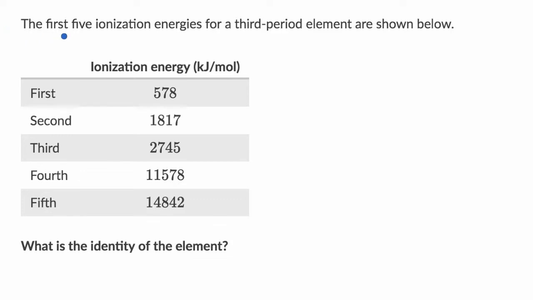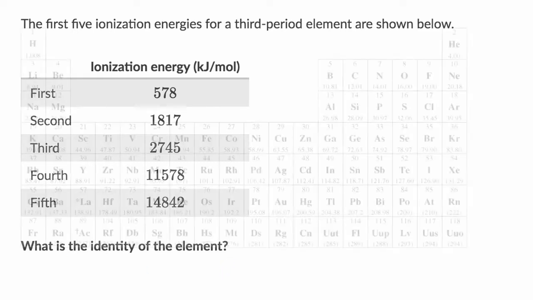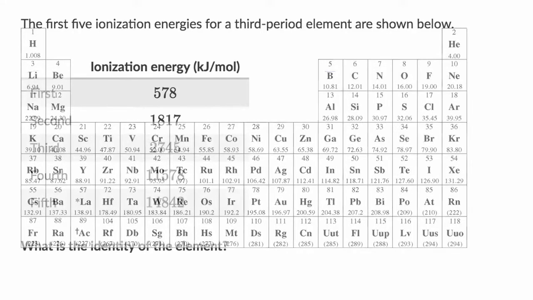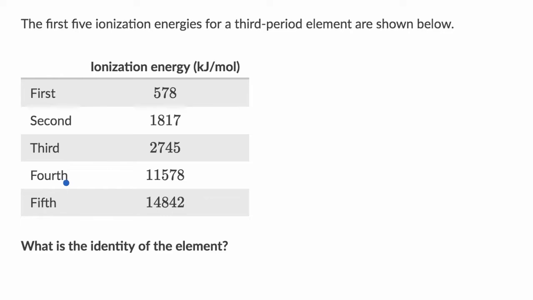We are told that the first 5 ionization energies for a third period element are shown below. What is the identity of the element? So pause this video and see if you can figure it out on your own, and it'll probably be handy to have a periodic table of elements.